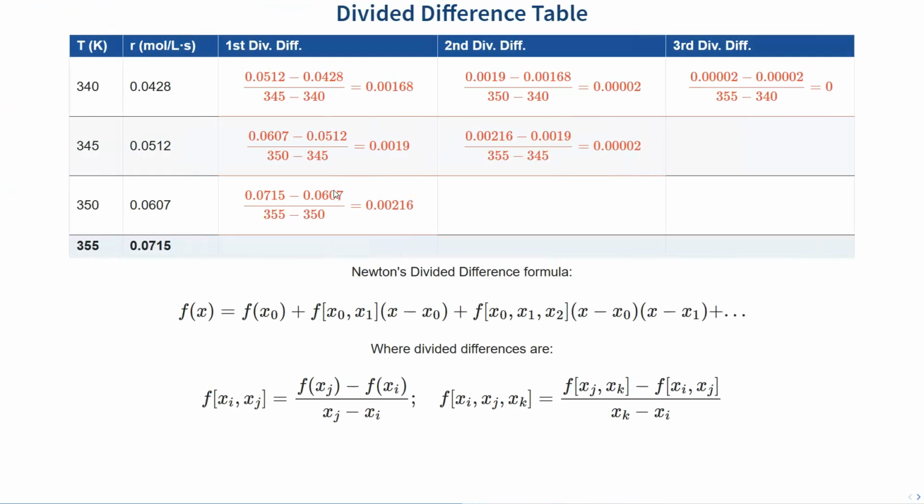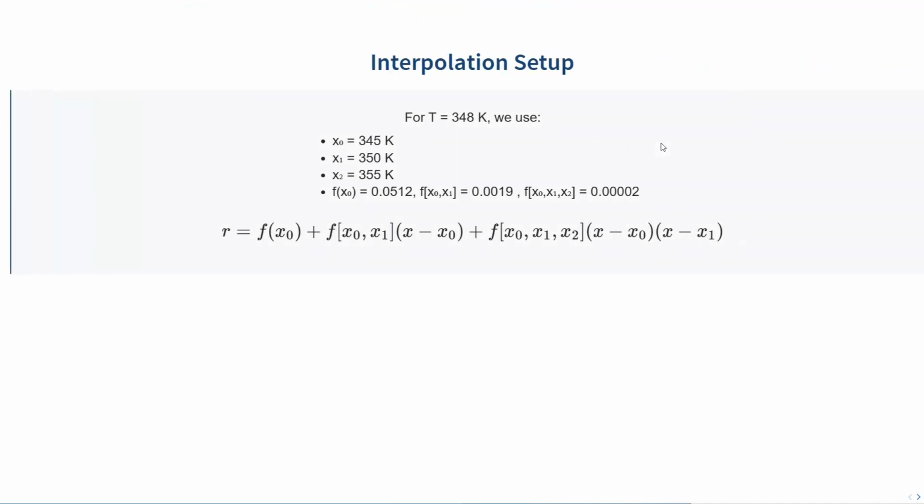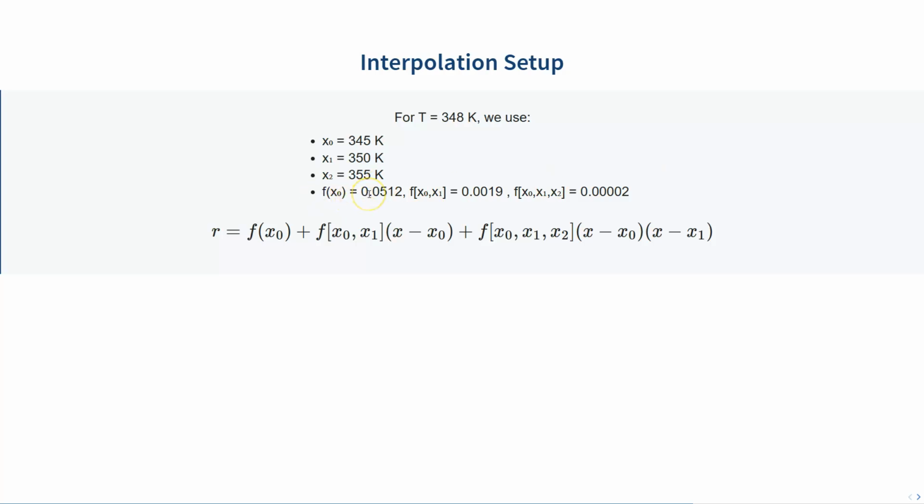So now using this data, f(x0) is 0.0512, f(x0, x1) is 0.0019, and f(x0, x1, x2) is 0.002.